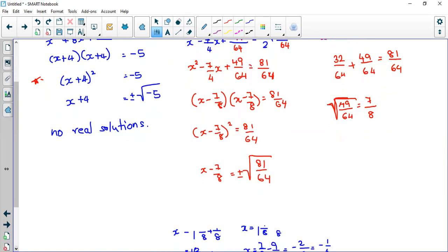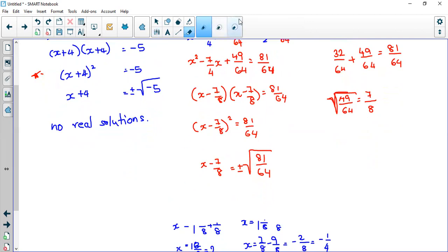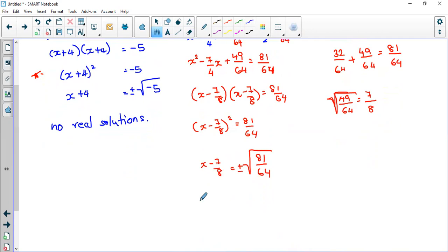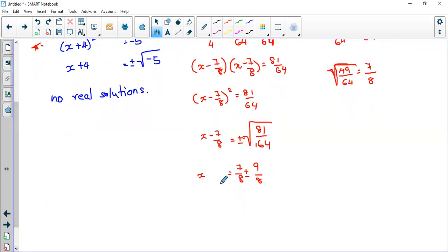What's the next step you need to do? Of course, you have to move the 7/8 to the other side. So x is going to be equal to 7/8 plus or minus, now solve this. What's the square root of 81? The square root of 81 is 9 and the square root of 64 is 8. Right? Just find the square root of these numbers. Now, you just solve for the values of x.